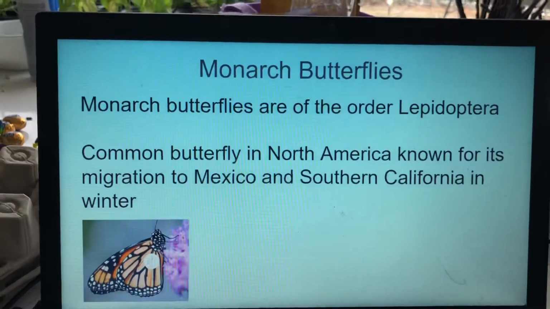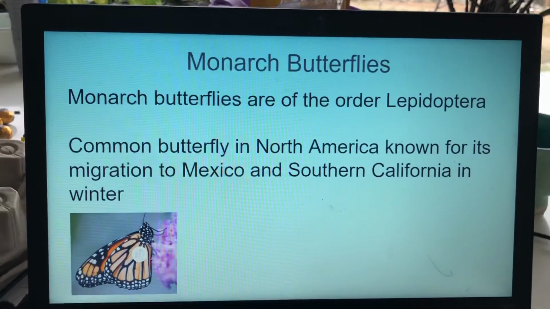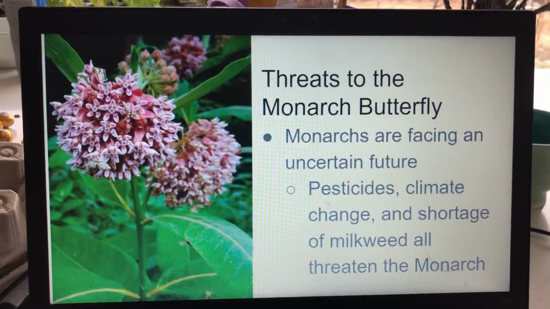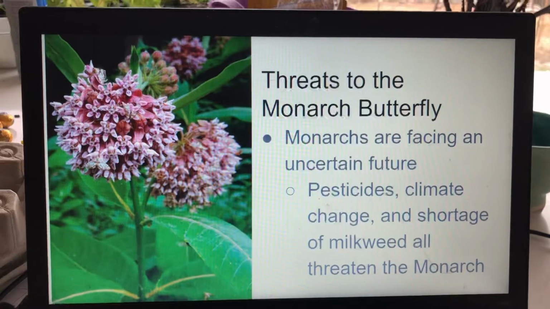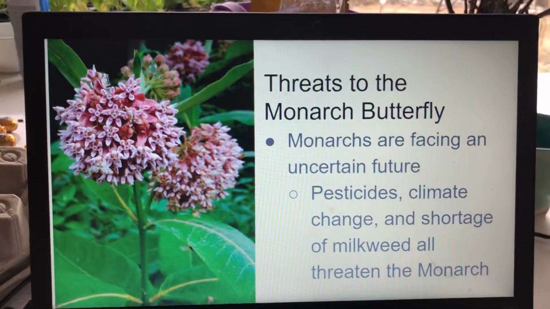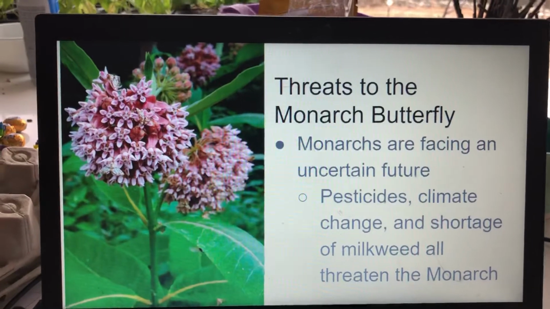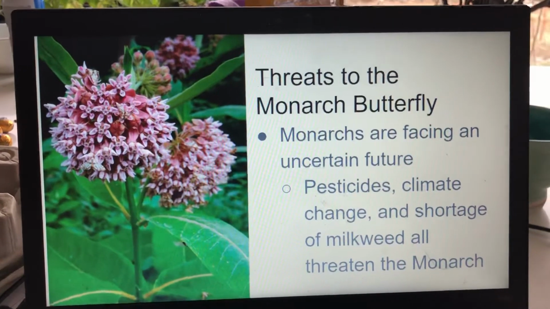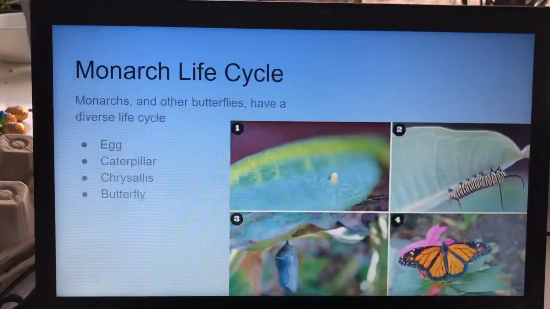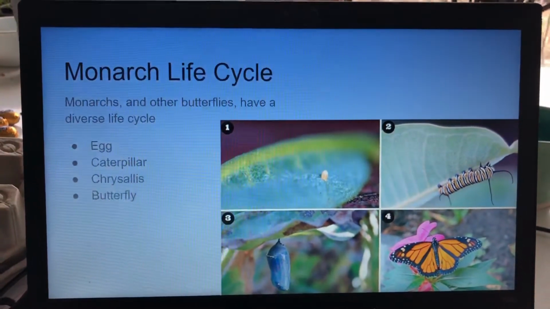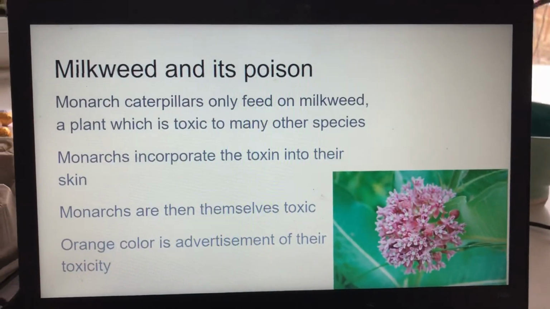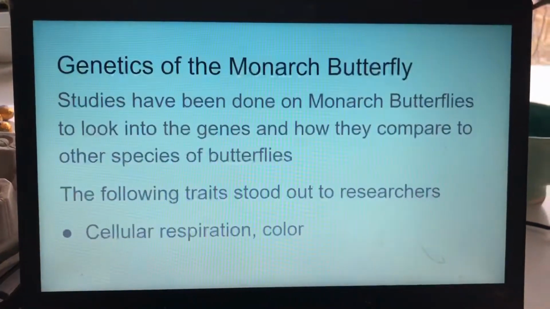Okay, so I started off with some kind of background information. Just kind of overall, this is why I chose them. Because remember, you're supposed to be choosing an animal that has an issue, some sort of threat to it, though it does not have to be on the endangered species list. Monarch butterflies are not on the endangered species list, but they do have issues. A bit about the life cycle. A bit about what they eat, because milkweed is very important to monarch butterflies.